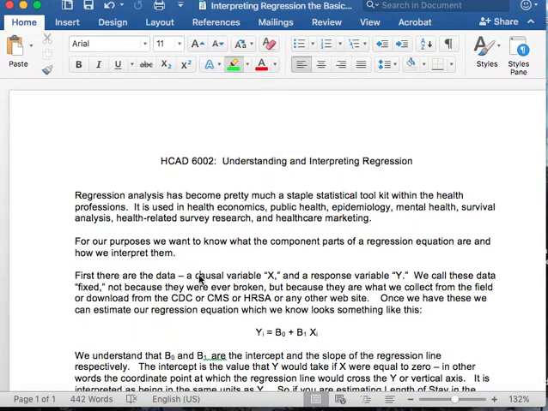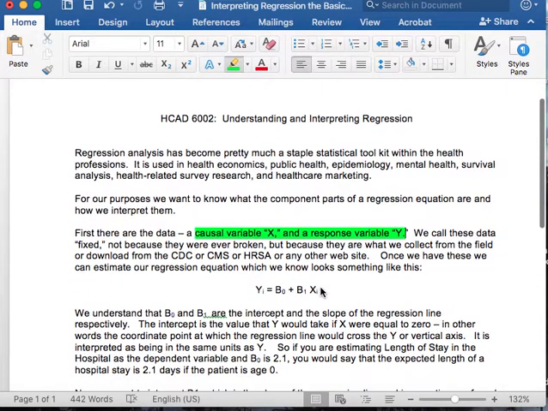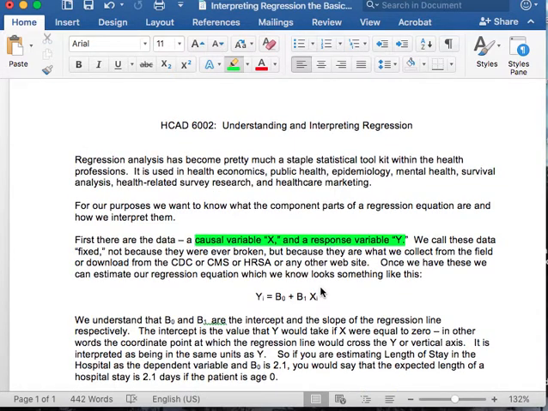So we have our cause and response, X and Y, and oftentimes you'll hear that these data are fixed. We don't mean by that that the data were massaged or made into something else. All that means is that we've already gone out and collected the data, and we take them at their given values at this point.